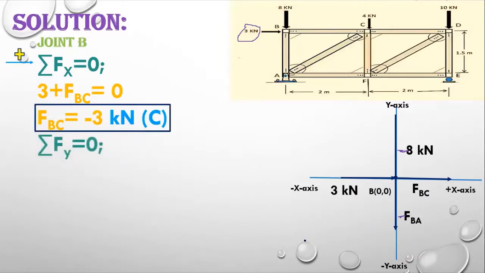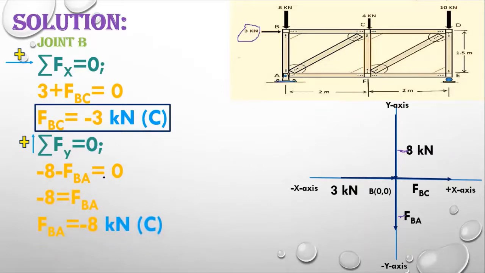So now I am going to sum up vertical forces here. You can see vertical force, -8 minus FBA. You can see in the solution equation, there is -8 minus FBA equals 0, and FBA is coming out to be -8 kilonewton. It is also compressive force. You can see we have calculated 2 member forces. So how many member forces are left? For example, 1, 2, 3, 4, 5, 6, 7. 7 member forces are left, because there are 9 member forces here, and we have calculated 2 member forces up till now.